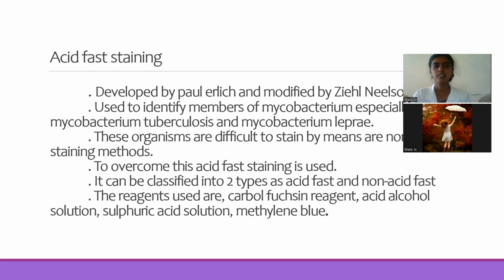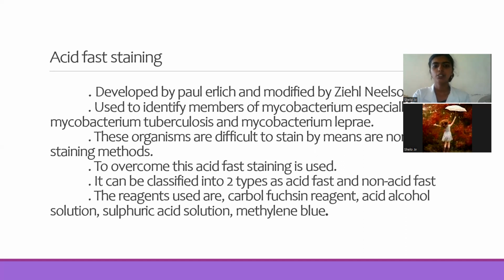Acid fast staining. This technique was developed by Paul Ehrlich and modified by Ziehl-Neelsen. It is also known as the Ziehl-Neelsen staining technique. It is used to identify members of Mycobacterium, especially Mycobacterium tuberculosis and Mycobacterium leprae. These organisms are difficult to stain by means of normal staining methods. So, to overcome this, acid fast staining is used.